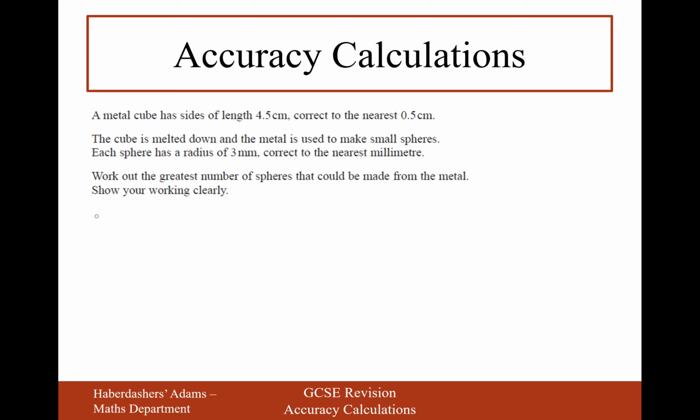So we're going to work out the upper bound volume for the cube first. That's correct to the nearest 0.5 centimeters. So if it's correct to the nearest 0.5 centimeters, the upper boundary would be 4.75. If we've got 4.5 correct to the nearest 0.5 centimeters, then its lower boundary is 4.25, upper boundary 4.75.